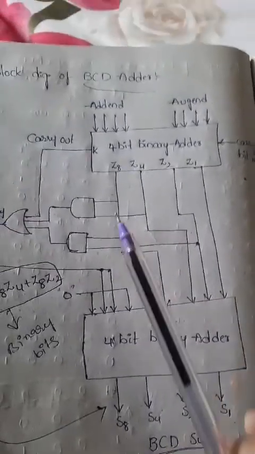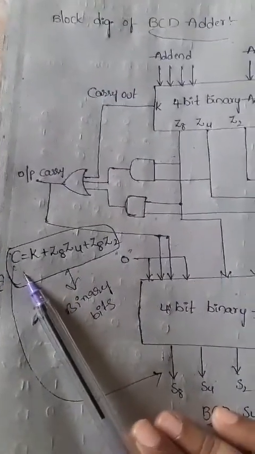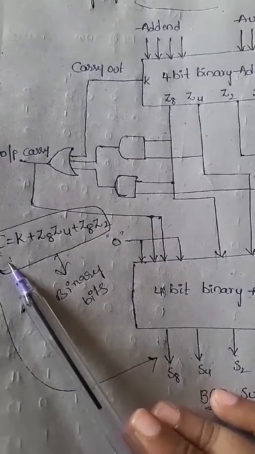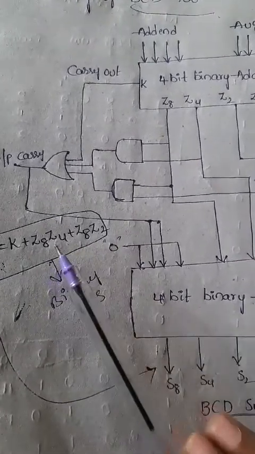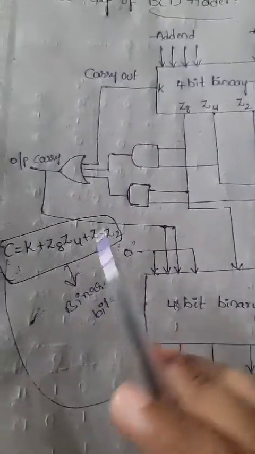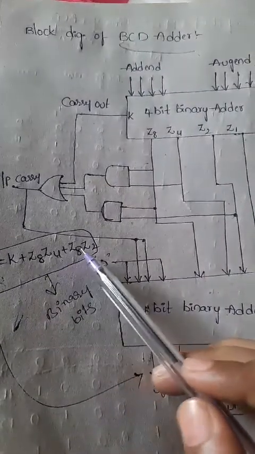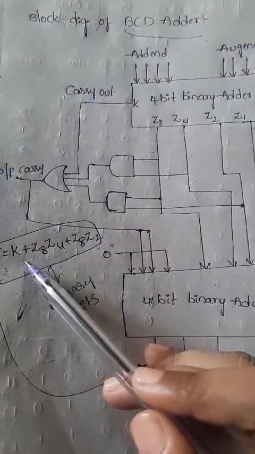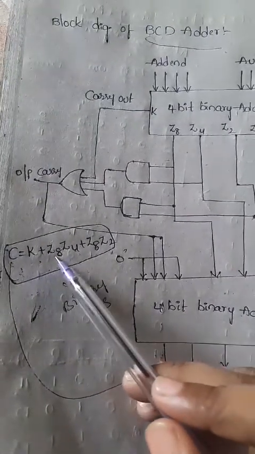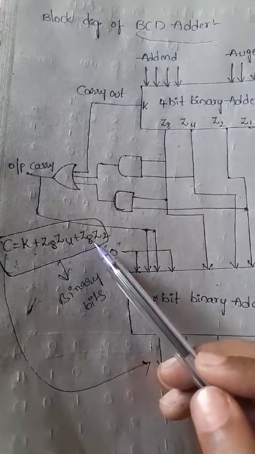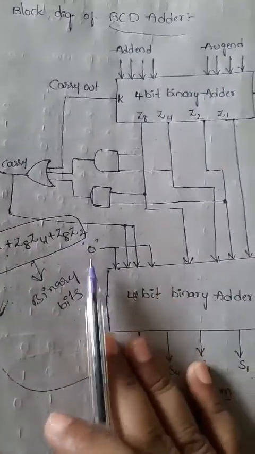So in order to find out the C value, we are going to first add these values. What are we going to add? Here we have the binary bits Z8, Z4, Z8, Z2 and K. We are going to add these three values: one is K, the second will be Z8 Z4, and the third will be Z8 Z2. So what is this diagram? This is a very easy concept, and you just concentrate on what I am going to say.